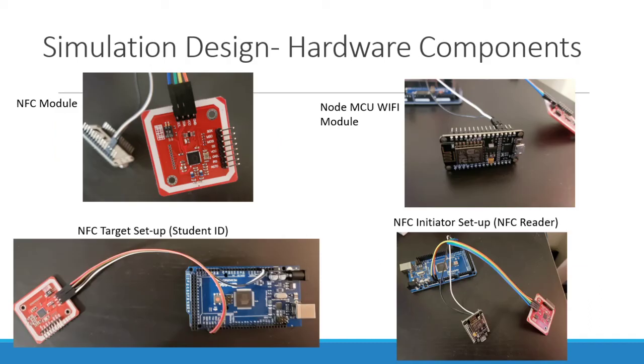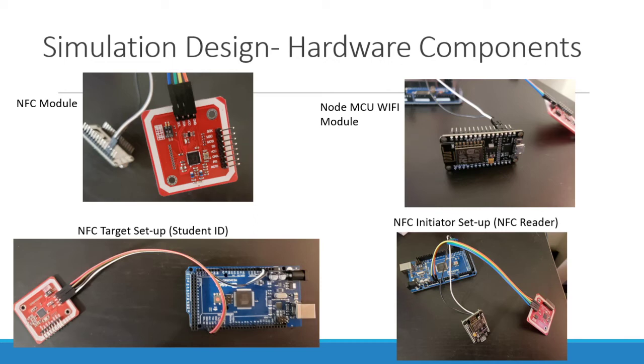Here's just some images of the hardware that we use to simulate. So at the top left, we have an NFC module. On the top right, there's a Node MCU Wi-Fi module. This is how we sent the MQTT message over the internet to the IoT hub.